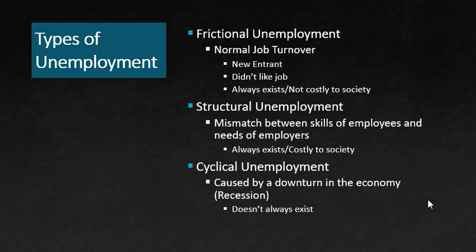But the last type that we want to talk about is cyclical unemployment, and that's caused by a downturn in the economy. So if we have a recession, that's when real GDP is falling. Okay, so when we had COVID and all those businesses shut down, we had cyclical unemployment because there were a lot of people that didn't have jobs because the economy was not producing as much stuff. So cyclical unemployment doesn't always exist. It only exists when we have a downturn in the economy, or what we call a recession.